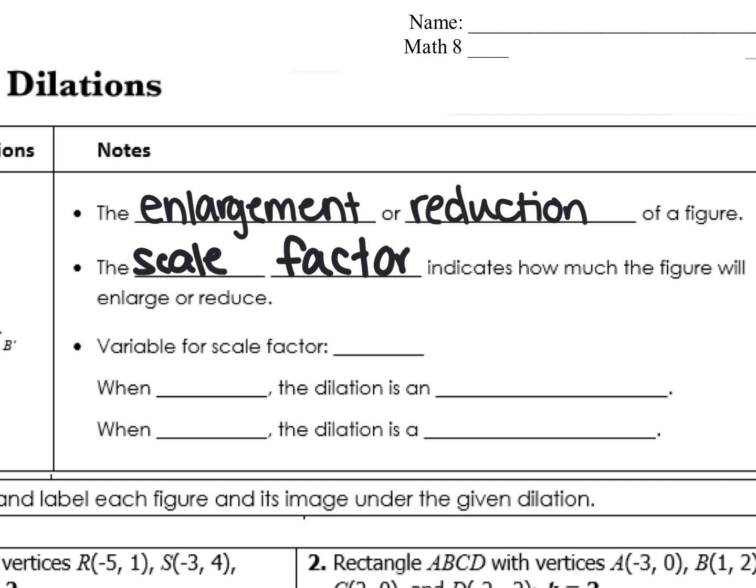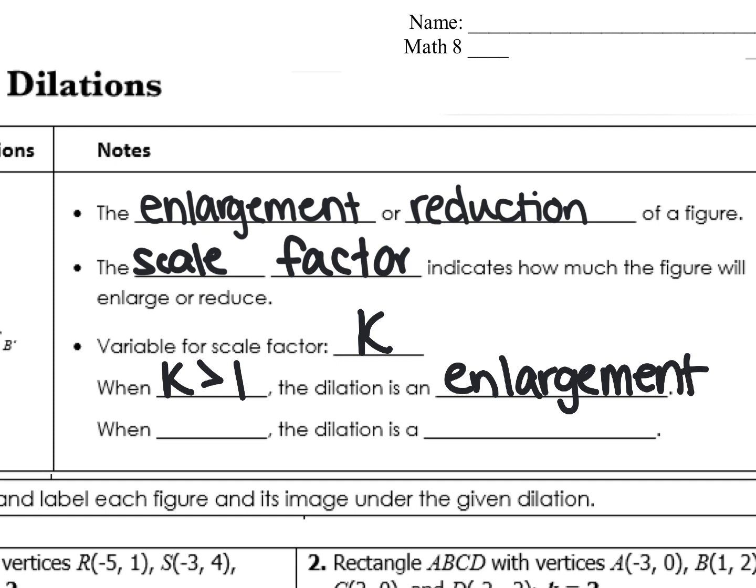The variable that we use for the scale factor is k, and if k is bigger than 1, so something like 2 or even 1.5 or 3, the dilation is an enlargement. And then if k is less than 1, like a half or 2/3, the dilation is a reduction. The shape will get smaller.